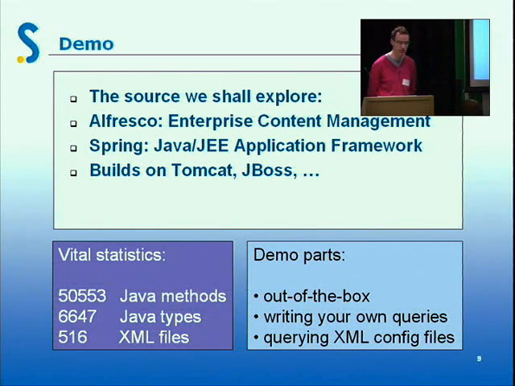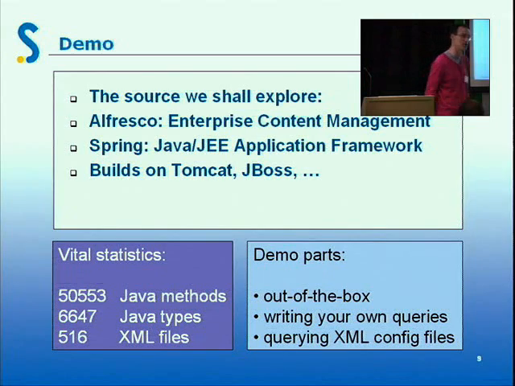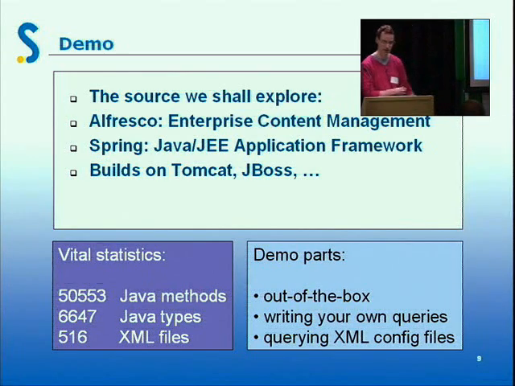Over 50,000 Java methods, almost 7,000 types, and over 500 XML files. The demo is going to consist of 3 parts. I'm first going to show you this out-of-the-box functionality, so just using it to explore a code base with prepackaged queries without writing any queries. Then I'm going to show you how you can write some queries of your own. And finally, we're going to look at how you might investigate XML configuration files.